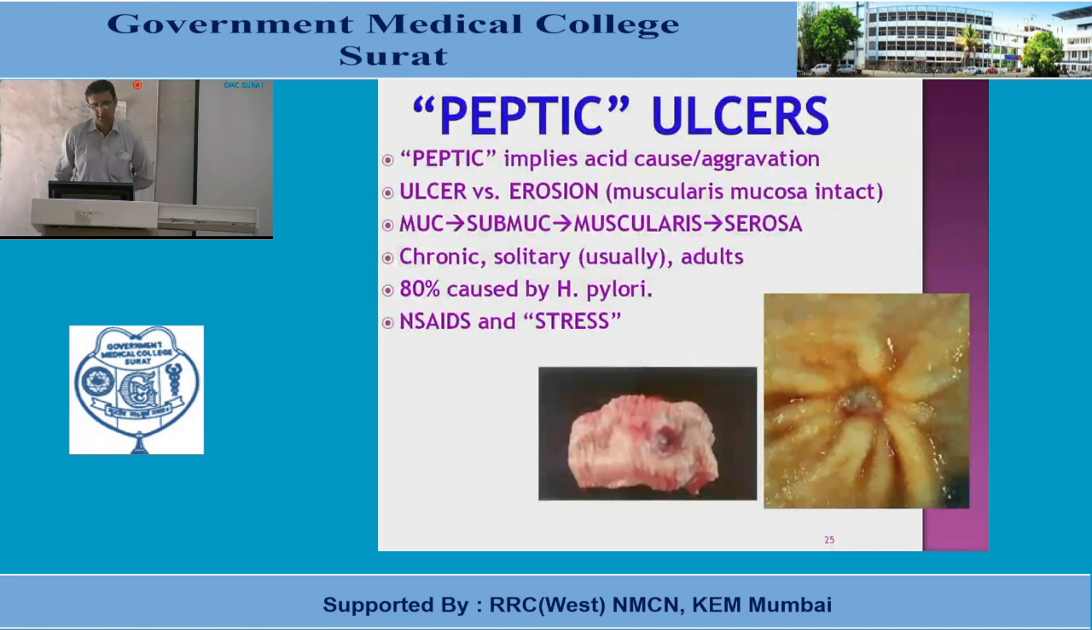Peptic ulcer implies acid cause or aggravation, while in erosion, the muscularis mucosa is intact. Peptic ulcer is chronic and solitary in adults, and in 80% of cases is due to H. pylori infection and/or due to NSAIDs and stress. Okay. Here there is a gross examination of peptic ulcer.